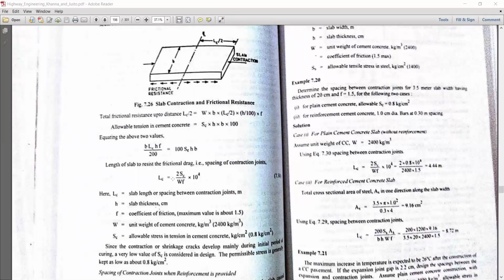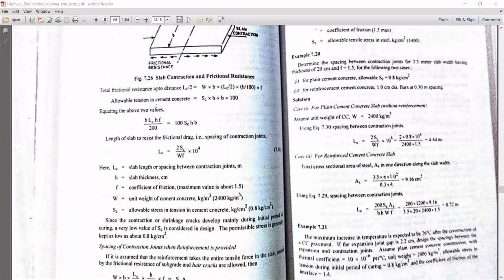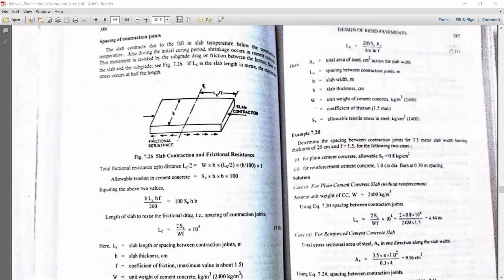LC is equal to 2 into SC upon WF into 10 raised to 4. SC is the allowable stress in tension in cement concrete pavement, W is the unit weight of cement concrete, and F is the coefficient of friction. By referring to this formula, we can calculate the spacing of contraction joints.